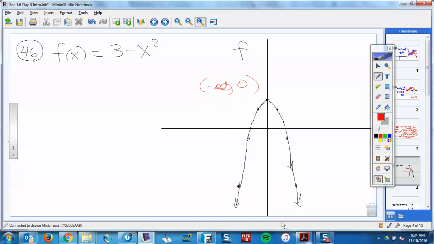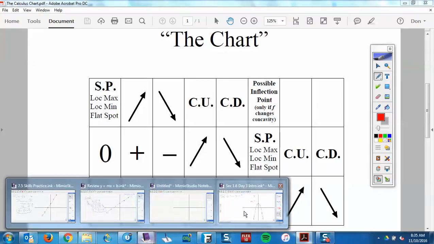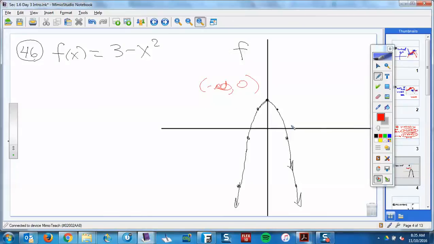If the book asked me, is F prime increasing, I would come to my chart and look at the F prime line. When F prime is increasing, F is concave up. So is F prime increasing? That's like asking me, is F concave up? No, F is not concave up, it's concave down. It's concave down the whole time. So the answer would be no.